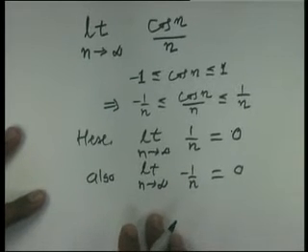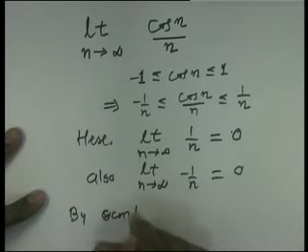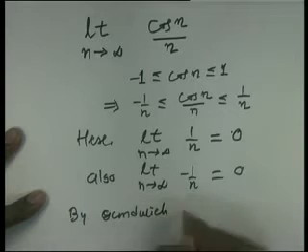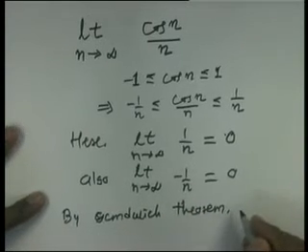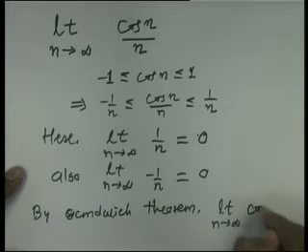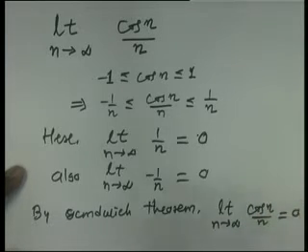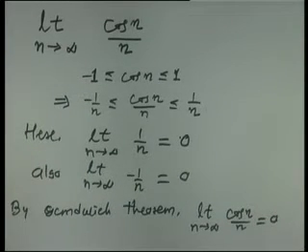So we can say that by Sandwich theorem, limit n tends to infinity cos n by n is equal to 0. So by Sandwich theorem we can solve some types of limits of sequences. Next slide please.